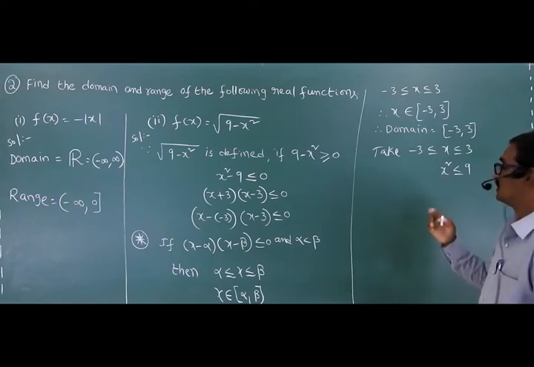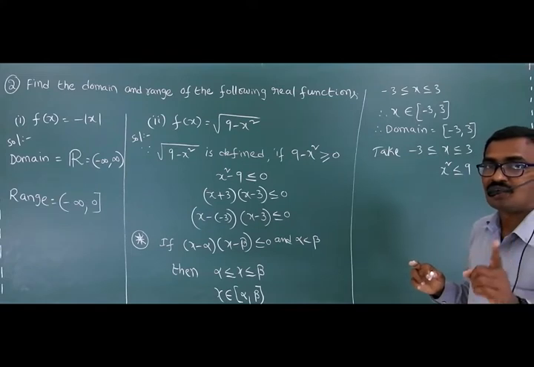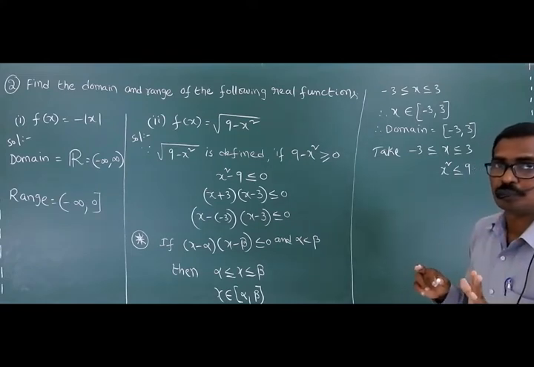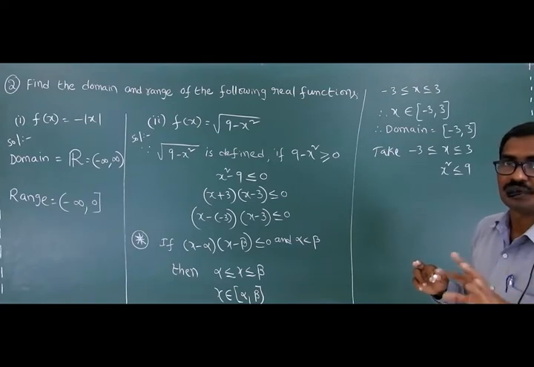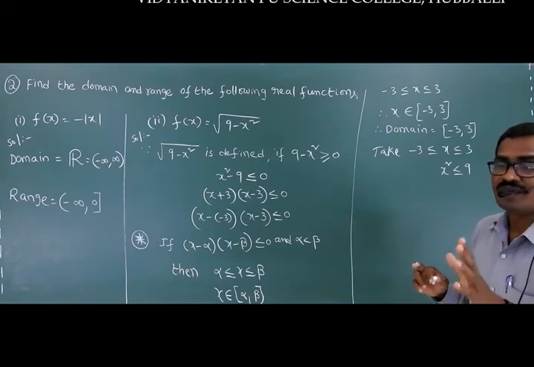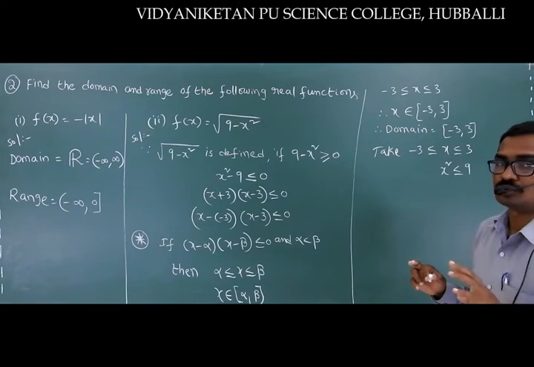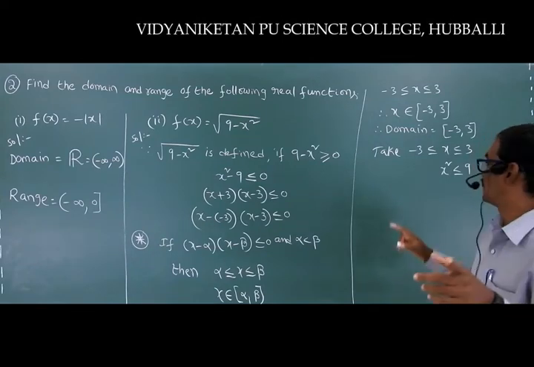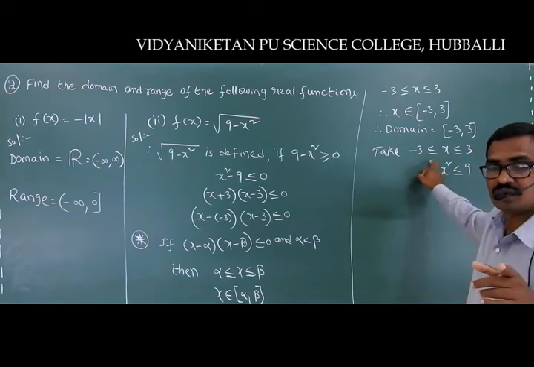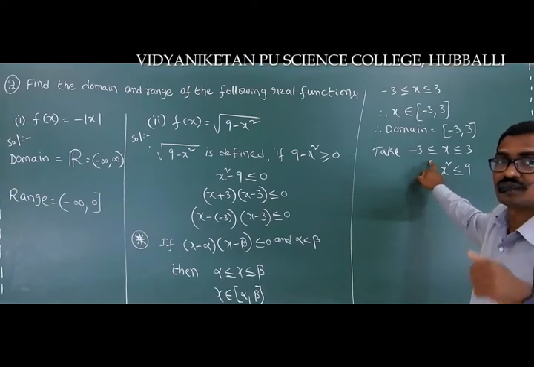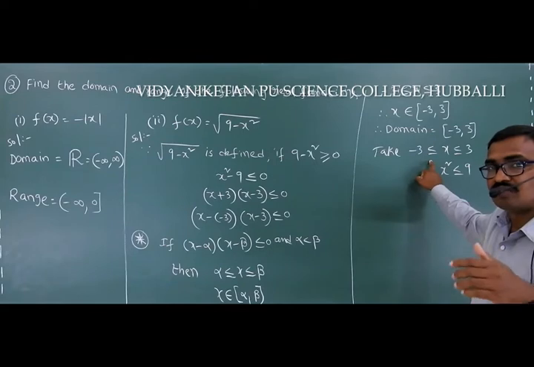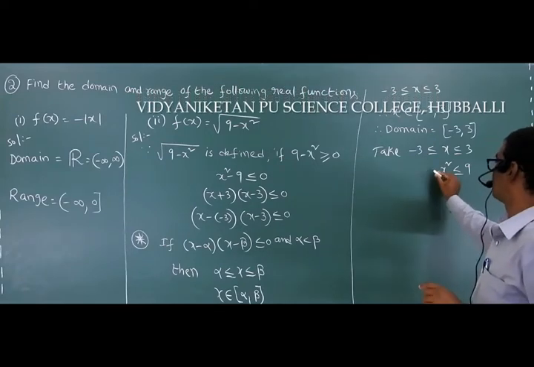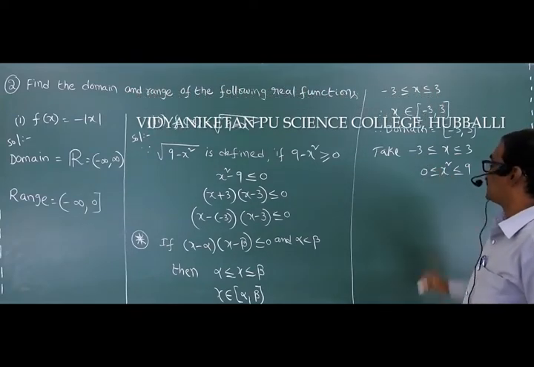If we square that one, remember the minimum value of x square is always 0, because x square is a positive value, never negative. So its minimum value is 0 only. 0 square is 0. Minus 1 whole square is plus 1. Understanding or not? The minimum value will be 0 only. x square minimum value is always 0. That's why we write 0 here.